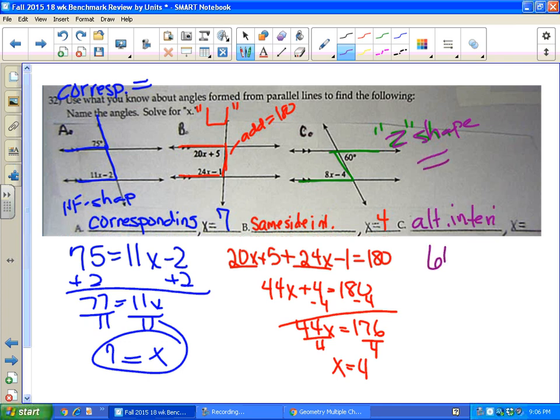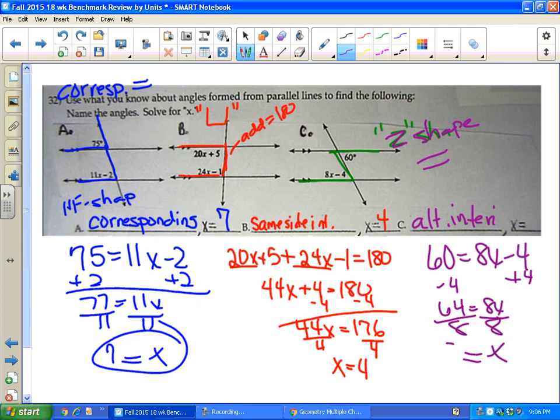So that tells me 60 is equal to 8x minus 4. When you add 4 to both sides, you get 64 is equal to 8x. Divide by 8 on both sides, x is equal to 8. X is equal to 8.